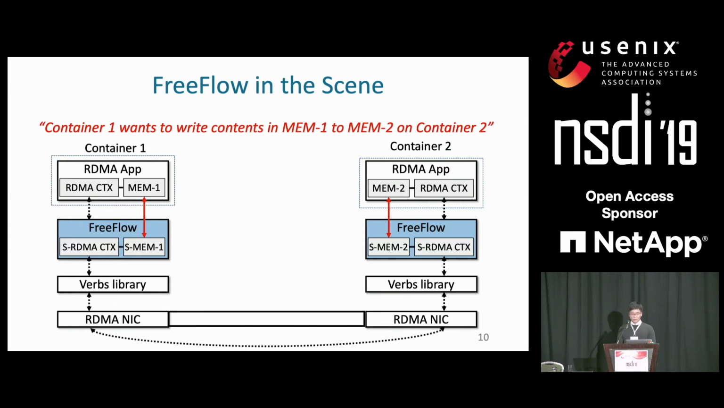Then it creates a corresponding shadow context and registers it to the RDMA NIC. Then the NIC will directly access the shadow memory in the data path.